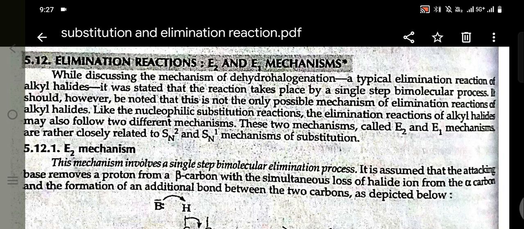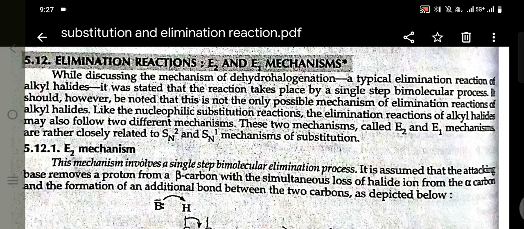Elimination reactions, E2 and E1 mechanism. While discussing the mechanism of dehydrohalogenation or typical elimination reactions of alkyl halides, it was stated that the reaction takes place by a single-step bimolecular process. It should, however, be noted that this is not the only possible mechanism of elimination reaction of alkyl halides. Like the nucleophilic substitution reaction, the elimination reaction of alkyl halides may also follow two different mechanisms.